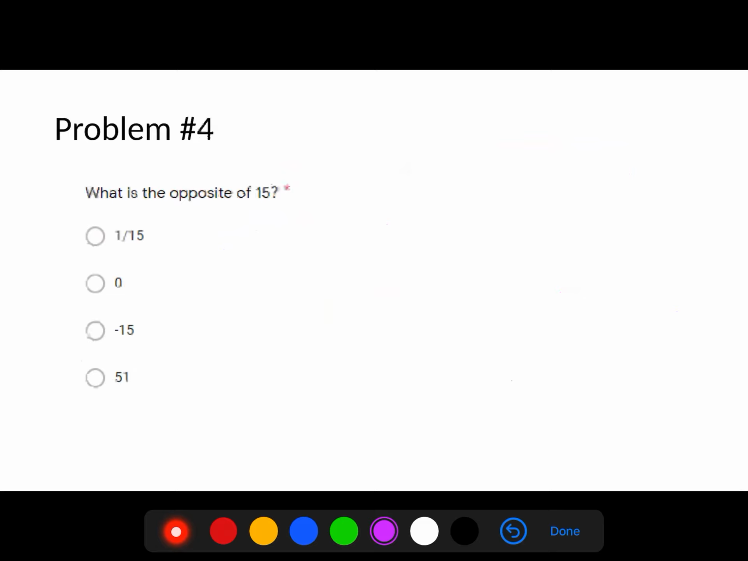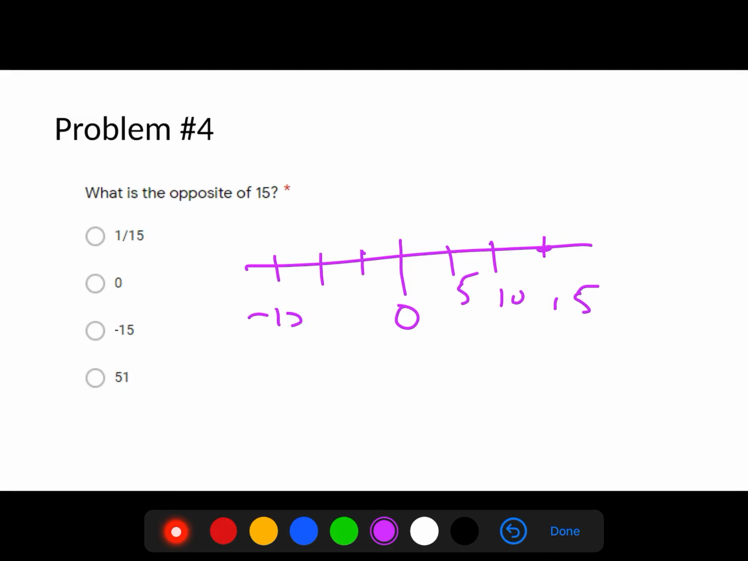A lot of you got this question right because you remember opposite is just the other version of the one that's on the other side of the number line. So if this is 0, 5, 10, 15, this is 15. So it just has to be the same distance from 0 on the other side. So that would be negative 15. So then negative 15 is the opposite.